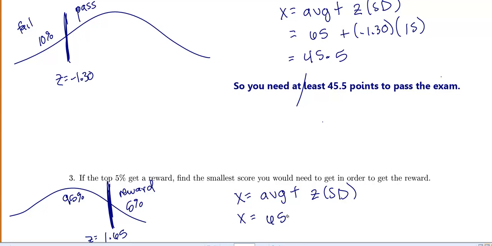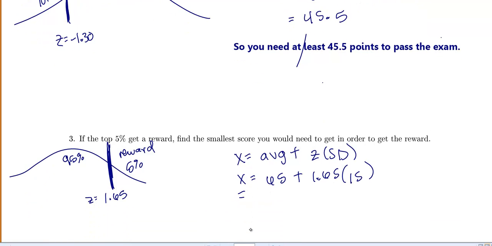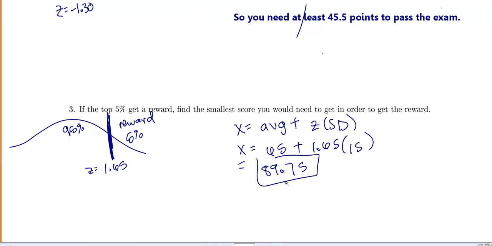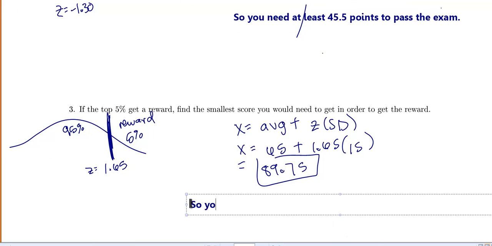My average is 65, and then I want to be 1.65 standard deviations above that. So it equals 89.75. So you need at least 89.75 points to get the reward.